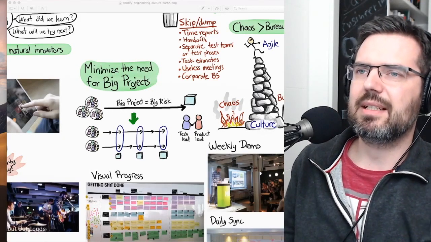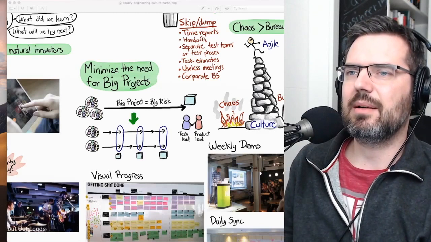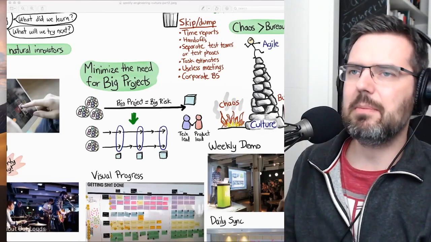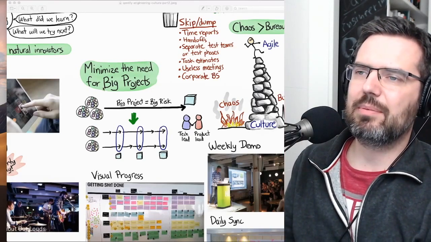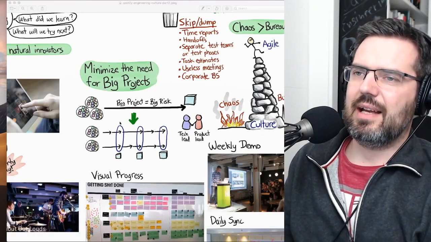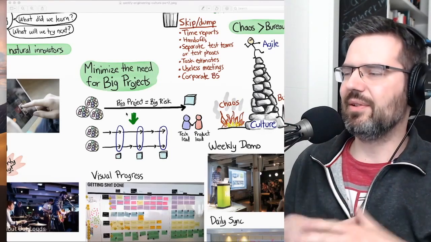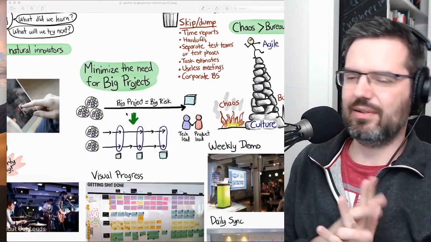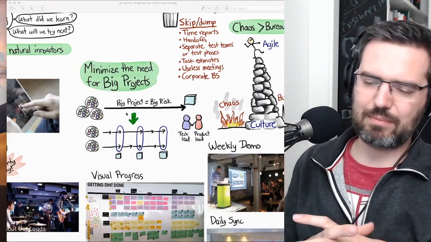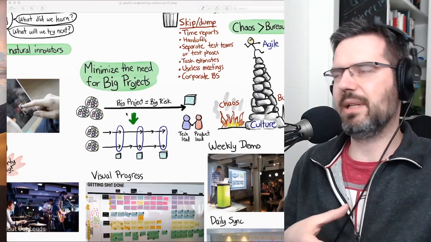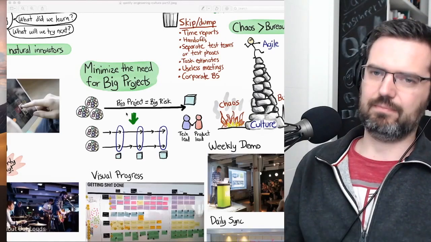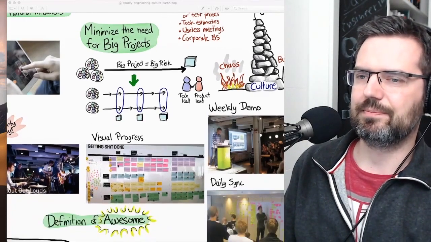Minimize the need for big projects. This is also something that is coming from these decoupled projects here. Big projects are the problem of everything. If you're doing huge releases, big projects, big reworks, you're going to get in trouble.